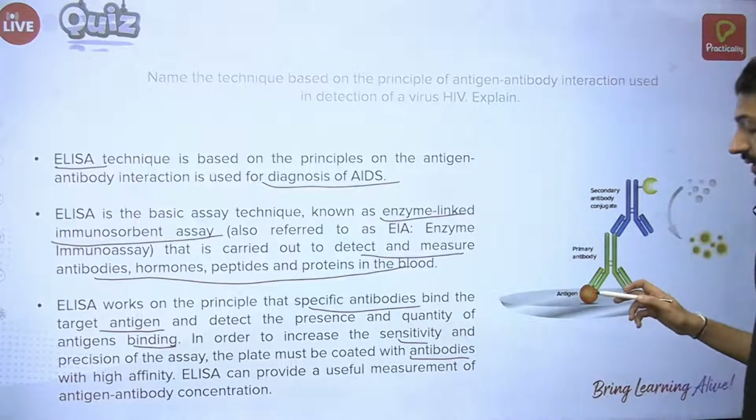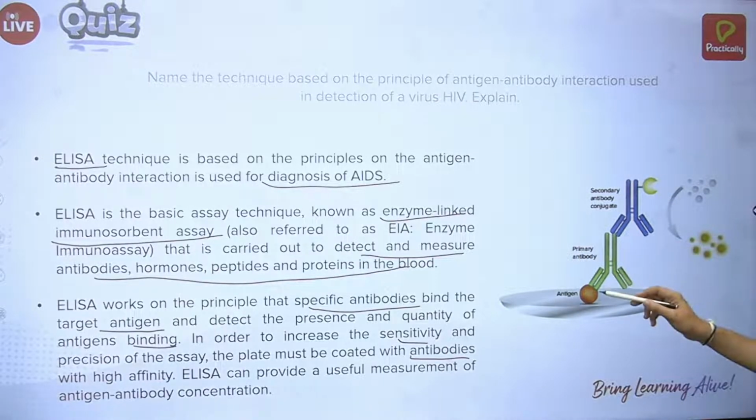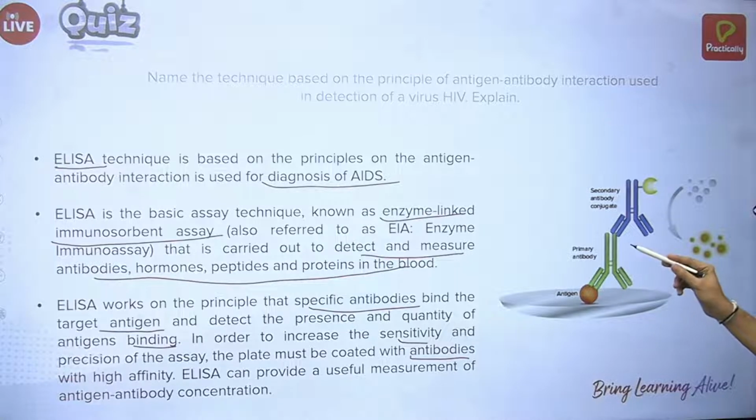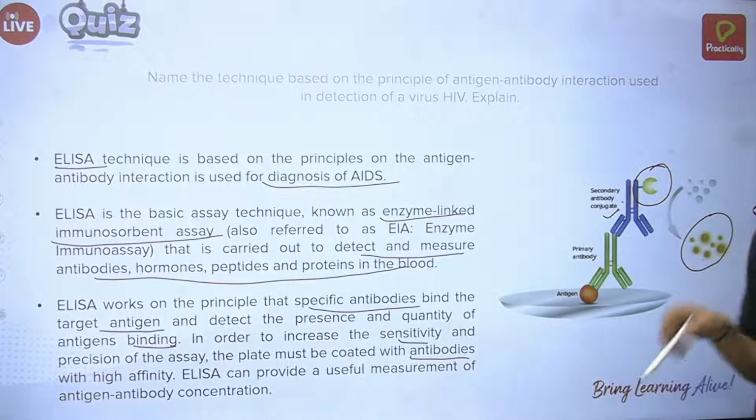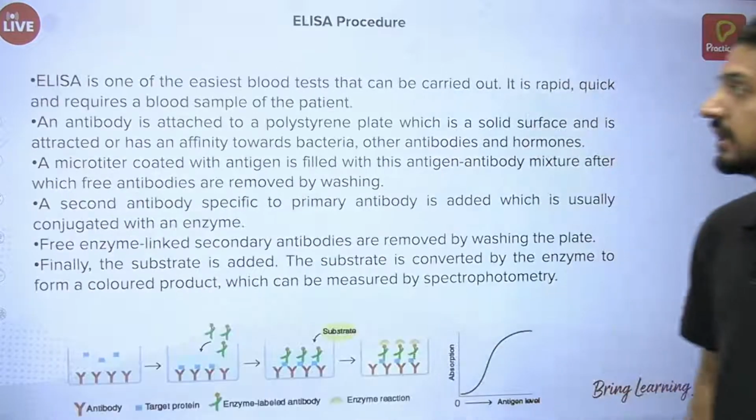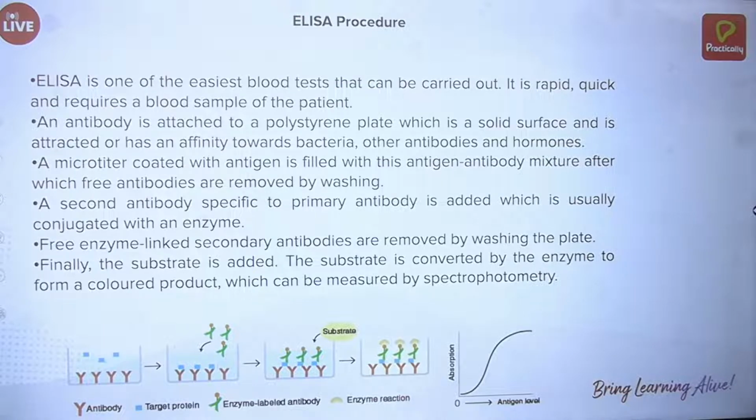So as you can see, there is an antigen which is detected by the primary antibody, and to attach to this primary antibody we have a secondary antibody conjugate, which has a special detector that converts the substrate, called a chromogenic agent, into a colored one. So if it binds, then this works and you can see the color change which is detected. That is how ELISA works. And yeah, this is the procedure.